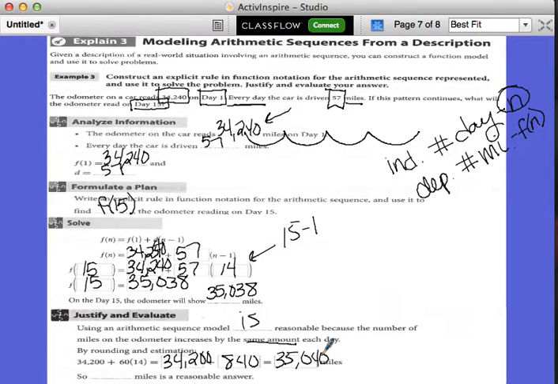Right? So in this case, my answer was 35,038. And since my number of days went up, and my number of miles each day went up, this does make sense. It is a reasonable answer. If my answer had been like 45,000, then I know that my answer would not have been reasonable. Okay, so 35,038 miles is a reasonable answer.